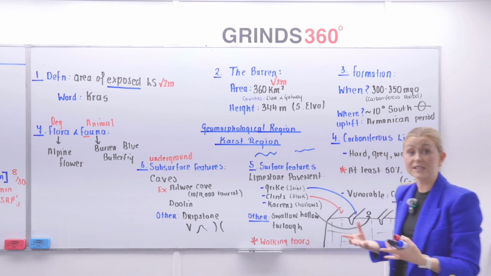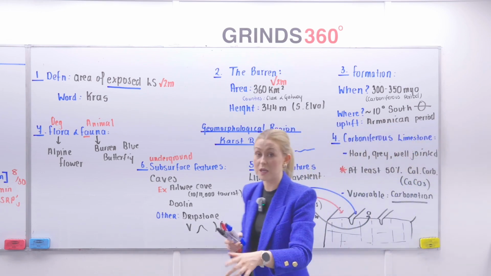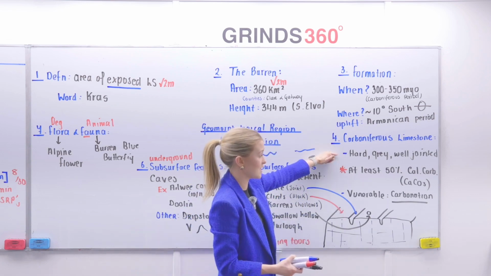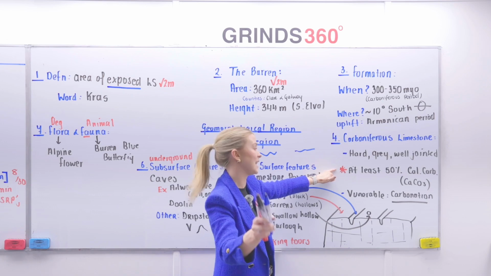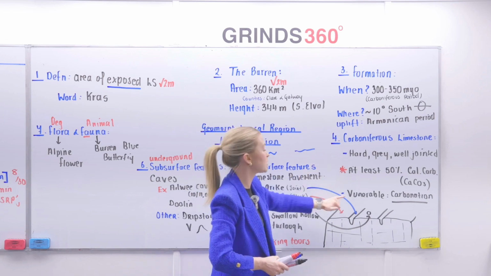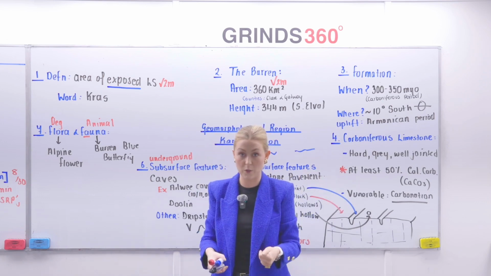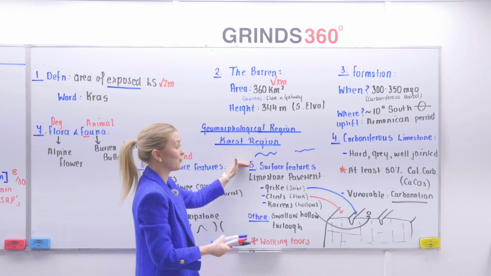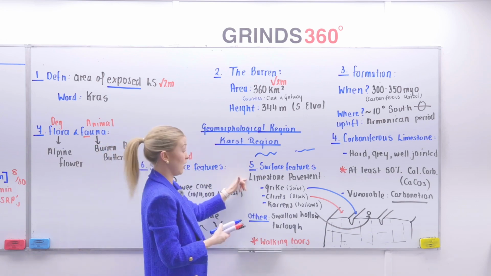Now, Carboniferous limestone is the type of limestone associated with the unique landscape known as karst. It's hard, grey in colour, well jointed. But the big thing is, it contains at least 50% calcium carbonate, which means it's vulnerable or susceptible to the chemical weathering process of carbonation. As a result of carbonation, surface features have developed, such as your limestone pavement.